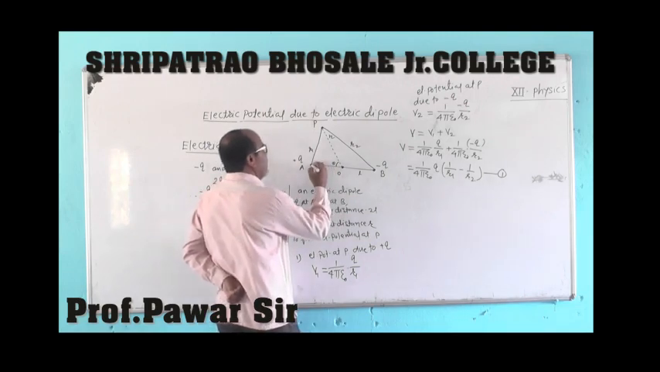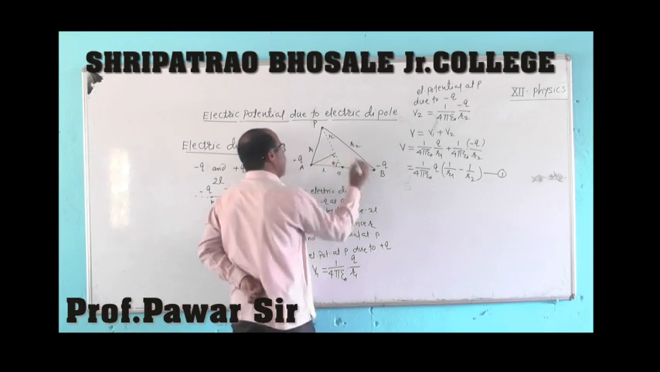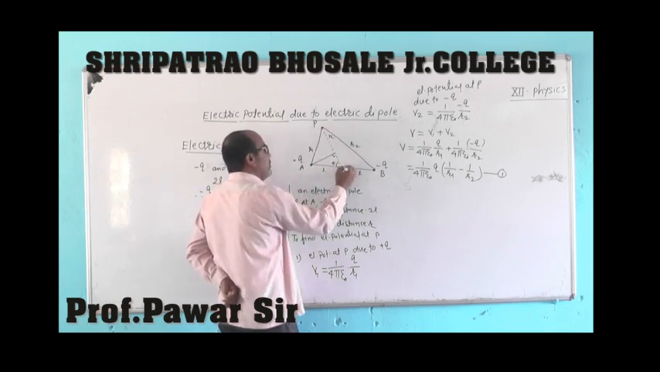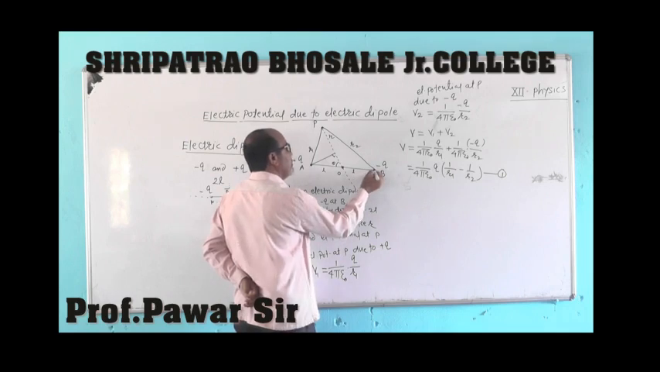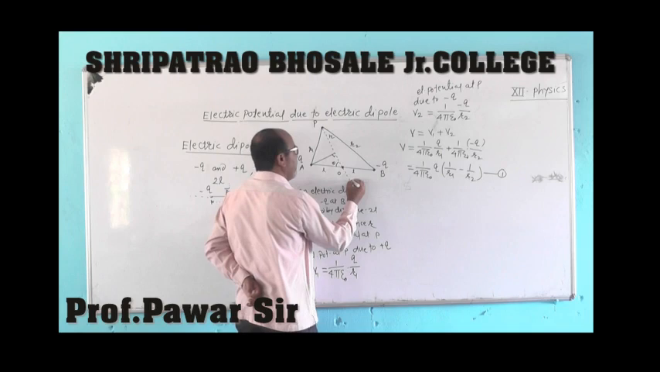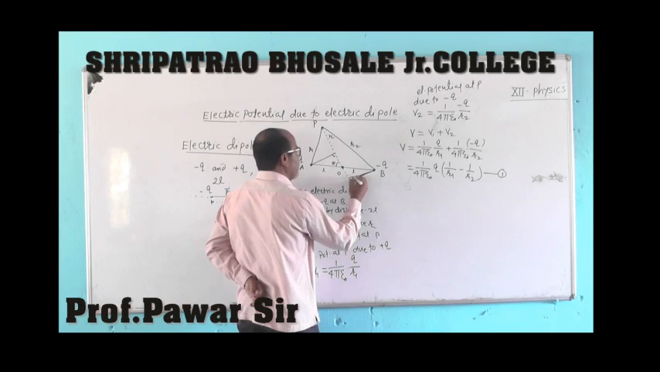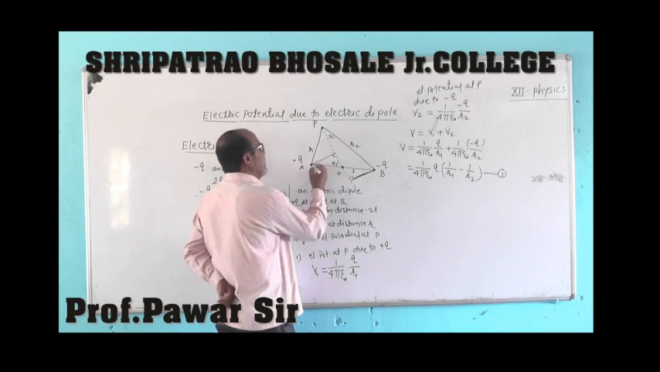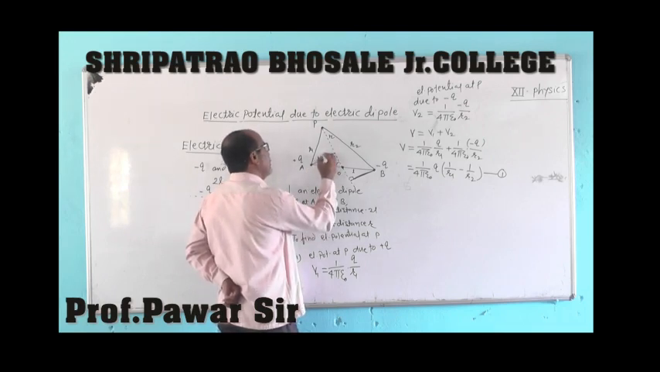Now draw a perpendicular from point A on this line OP. This is 90 degree. Produce this PO and draw a perpendicular from point B on this line. This is 90 degree. If this angle is theta, then the length of this side will be, this is the opposite side, this hypotenuse is l, we can write l into sin theta.